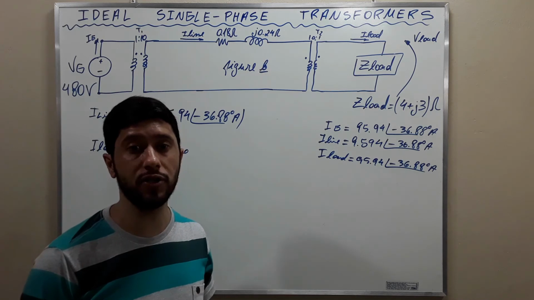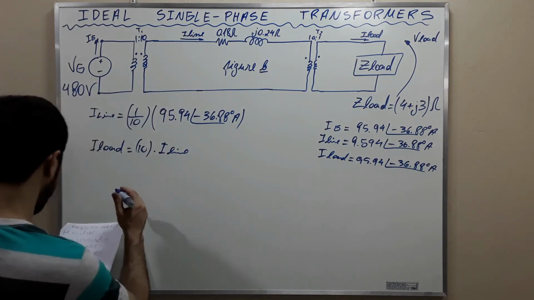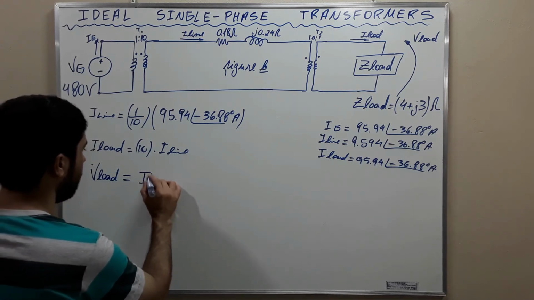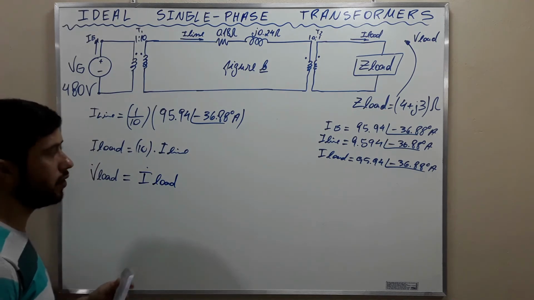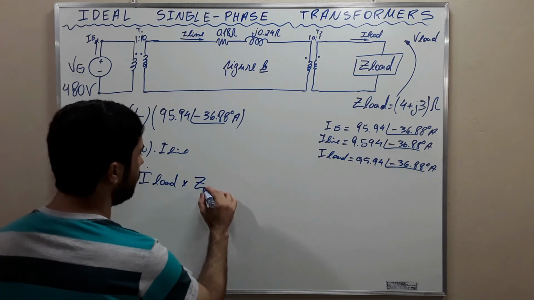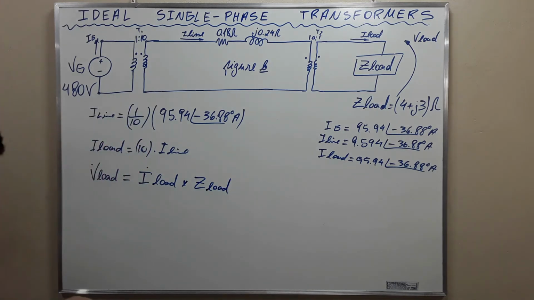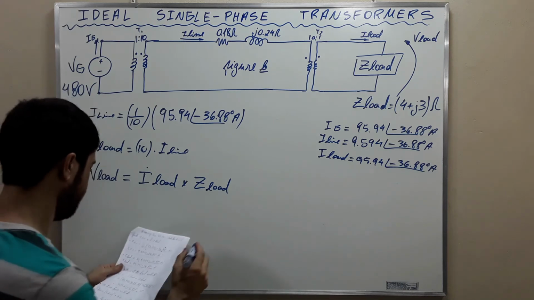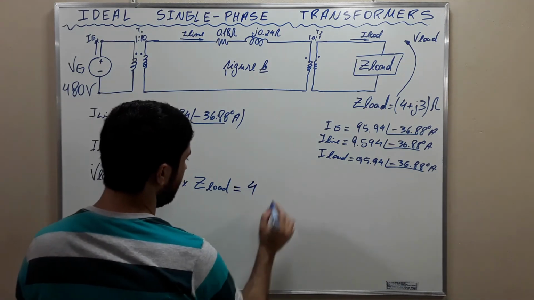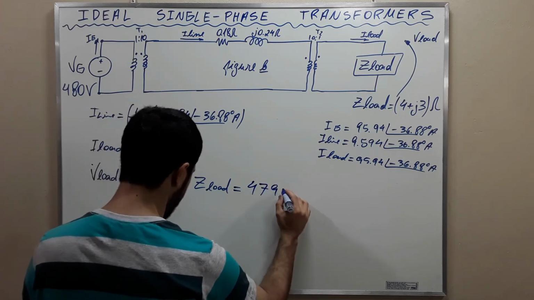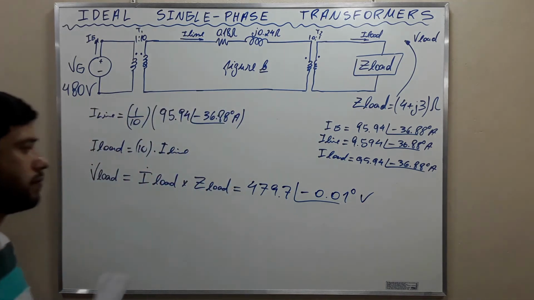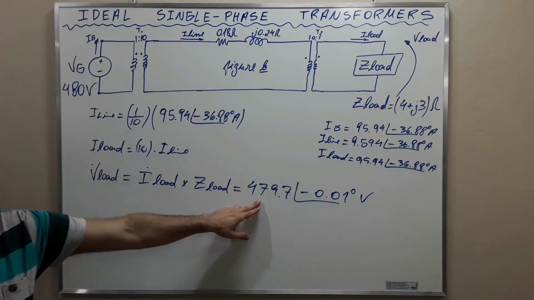Now, let's calculate the voltage at the load. The voltage at the load will be equal to the current of the load times the impedance of the load. Using these values here, we find that the voltage at the load is 479.7 in the phase negative 0.01 degrees volts. Okay?